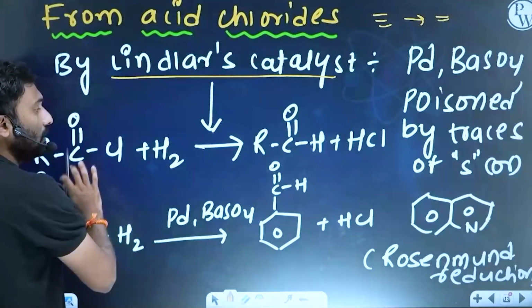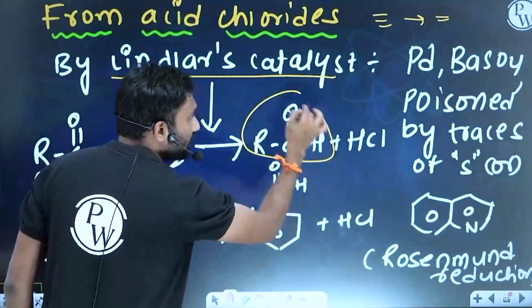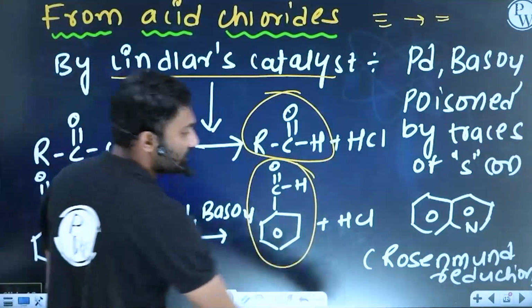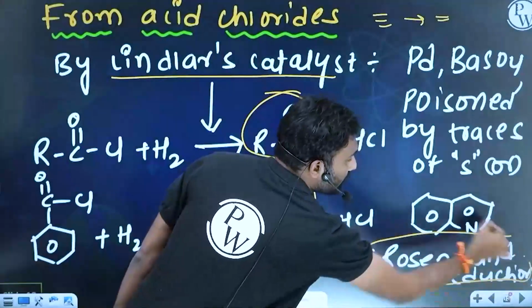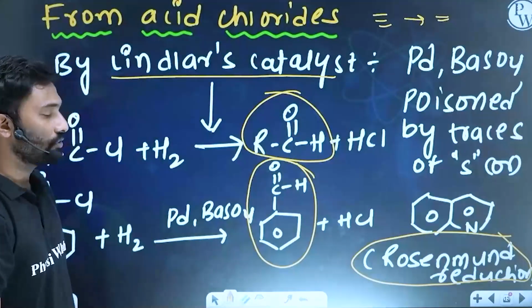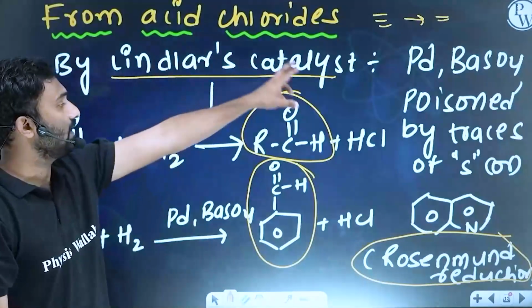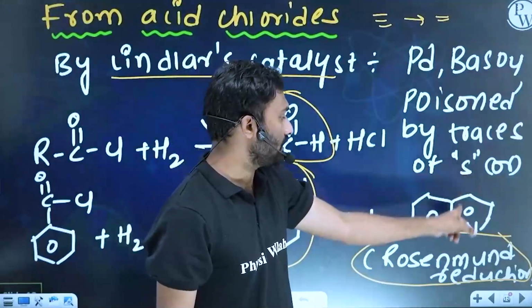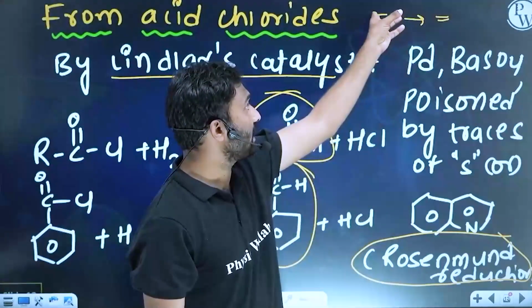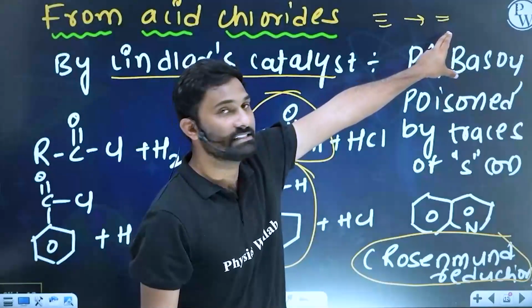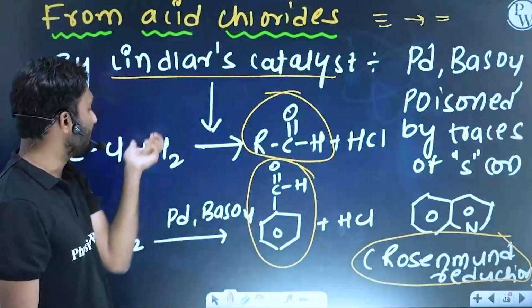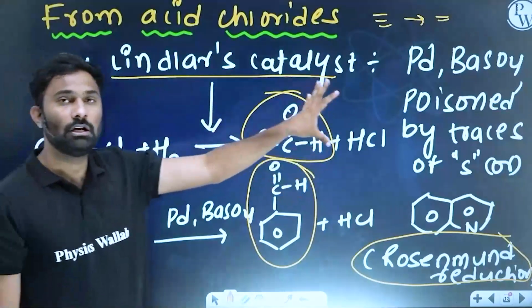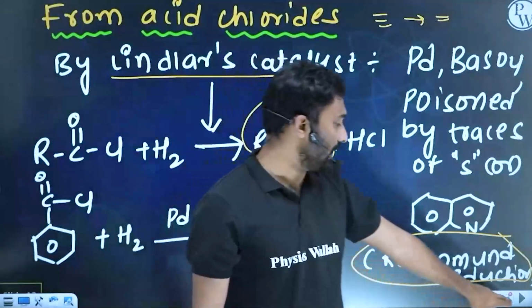now what will it do? It will give the aldehydes. This reaction we call the Rosenmund reaction. Lindlar's catalyst, poisoned with trace sulfur or quinoline: if it reacts with the triple bond, it will stop at the alkene stage. If it reacts with the acid chlorides, it will give the aldehydes. Next.